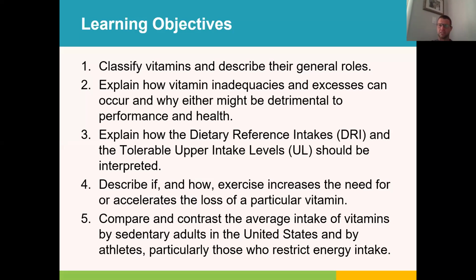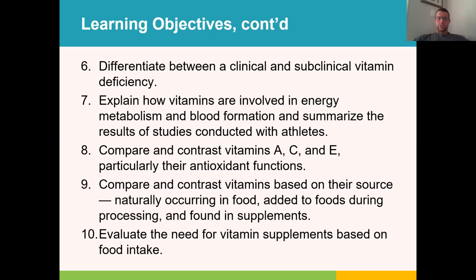Compare and contrast the average intake of vitamins by sedentary adults in the US and by athletes, particularly those who restrict energy intake. Differentiate between a clinical and subclinical vitamin deficiency, how vitamins are involved in energy metabolism, blood formation, summarize results of studies conducted with and contrast vitamins A, C, and E, particularly their antioxidant functions. Compare and contrast vitamins based on their source, naturally occurring in food, added to foods during processing, and also found in supplements. And we will evaluate the need for vitamin supplements based on food intake.